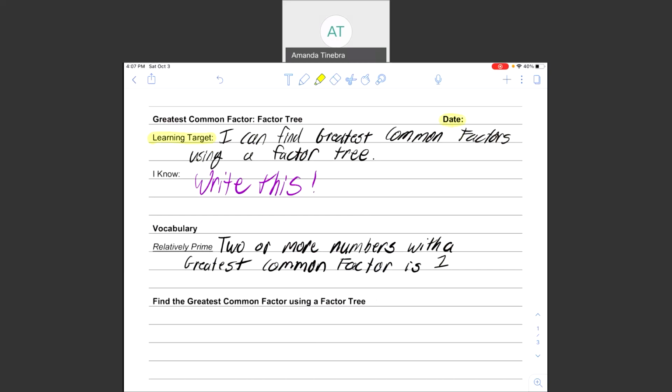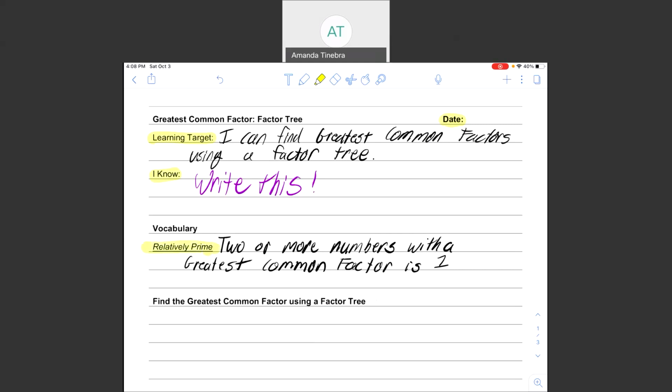Please write down the date that you're watching this video. This is to help you keep your notes organized. Write down your I know statement. You know how to find a greatest common factor using a list. That was what we learned in the last video. So now you are going to learn how to do it another way. So you could write down that you know how to do it with a list. Might be a good thing to write for your I know.